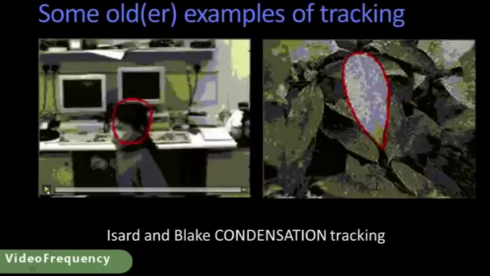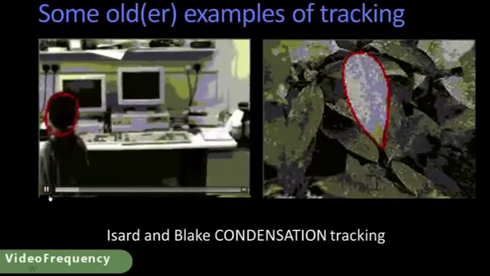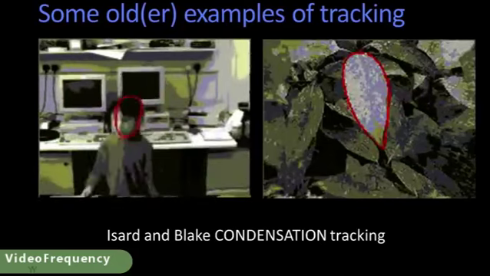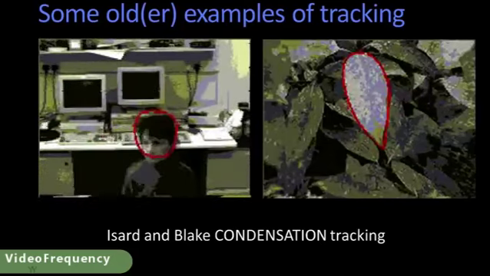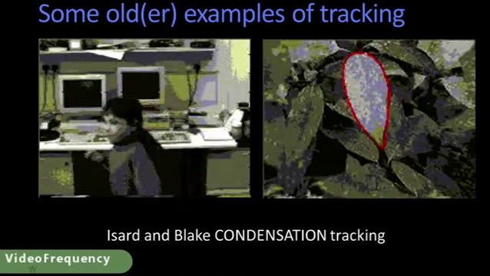Let me just show you some examples of what we mean by tracking. Here are some slightly older ones. The one on the left here, this girl jumping around. You see a little red ring around her head. I think that's Andrew Blake's daughter a long time ago. I think she's now a lawyer, so that tells you something about the time difference. Andrew, I have no idea if that's true.